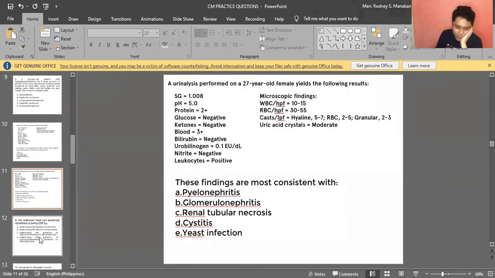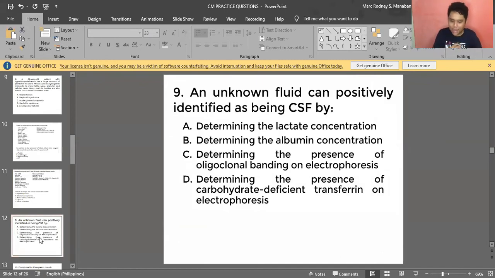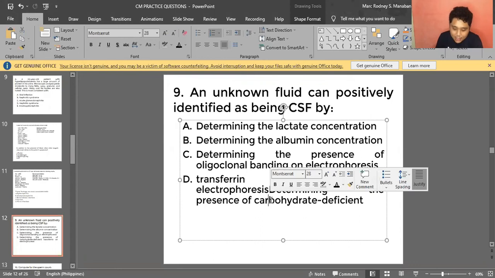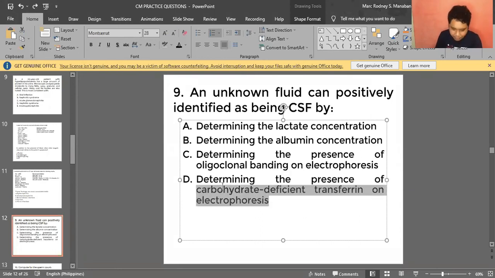Okay? Alright. So, for other body fluids lang. Number 9, an unknown fluid can positively be identified as being CSF if, kung saan na itong protein or substance atong pwedeng ma-check. Transferrin. Letter D. Your carbohydrate deficient transferrin, also known as, minsan siya, tau transferrin. Okay?